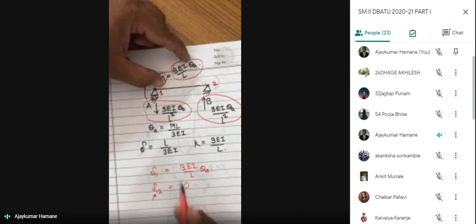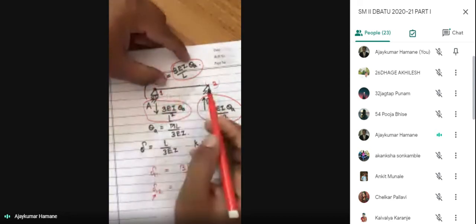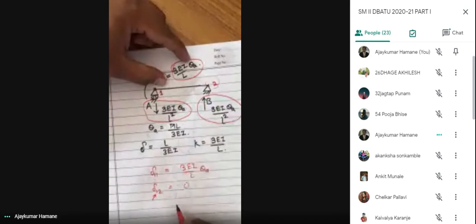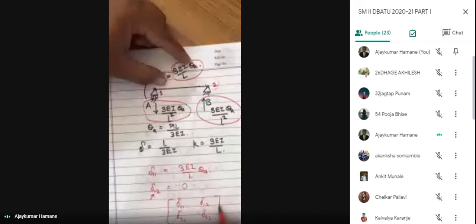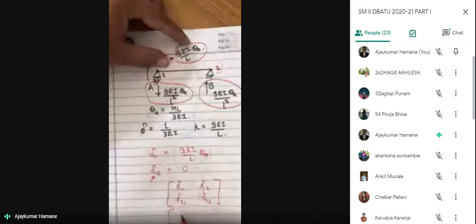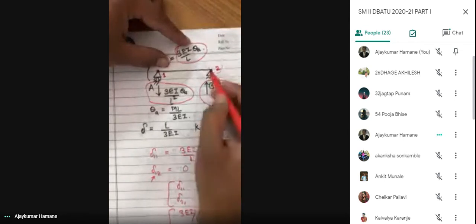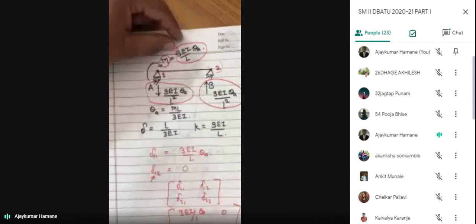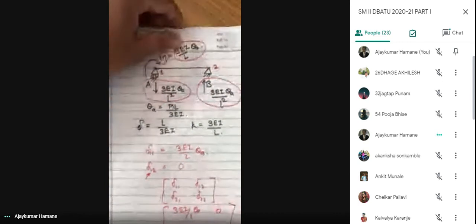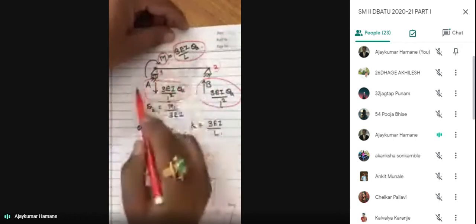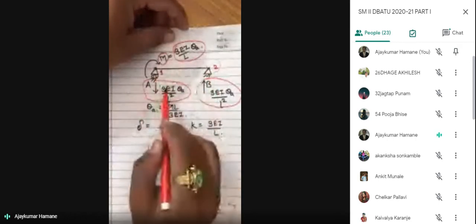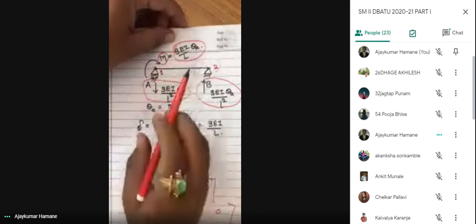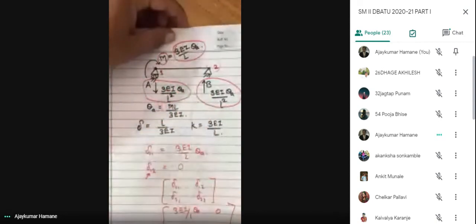Correct? Like this. Okay. Now this is about the rotation. So we have the matrix delta 1 1, delta 1 2, delta 2 1, delta 2 2. Like this. So here we have only 3EI by L into theta A, and 0 0 0, because there is no rotation at this end. Okay, so remember this one. You should remember this sketch. Here we have rotation without transverse displacement. Okay, remember.